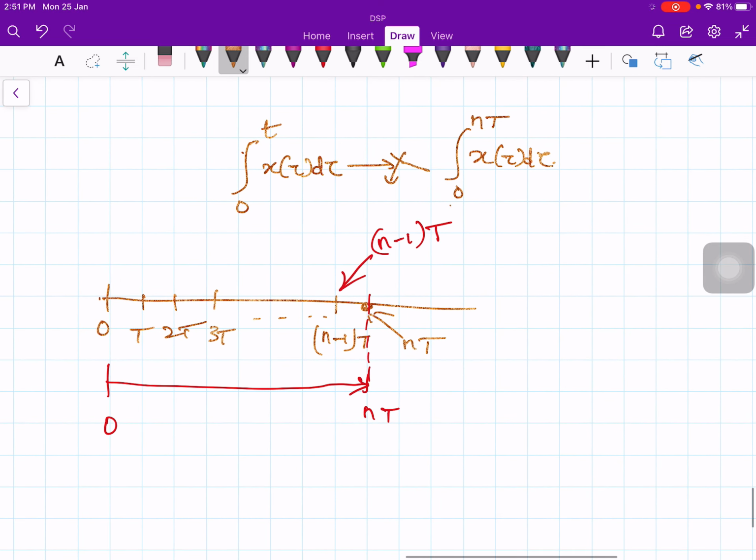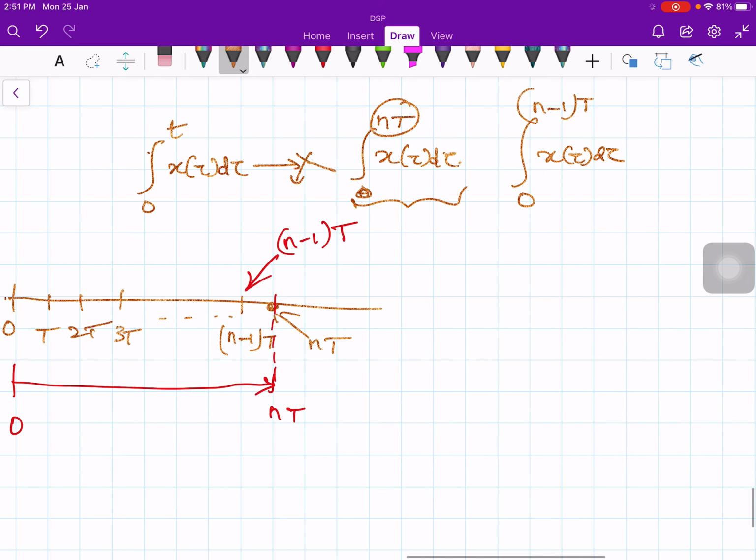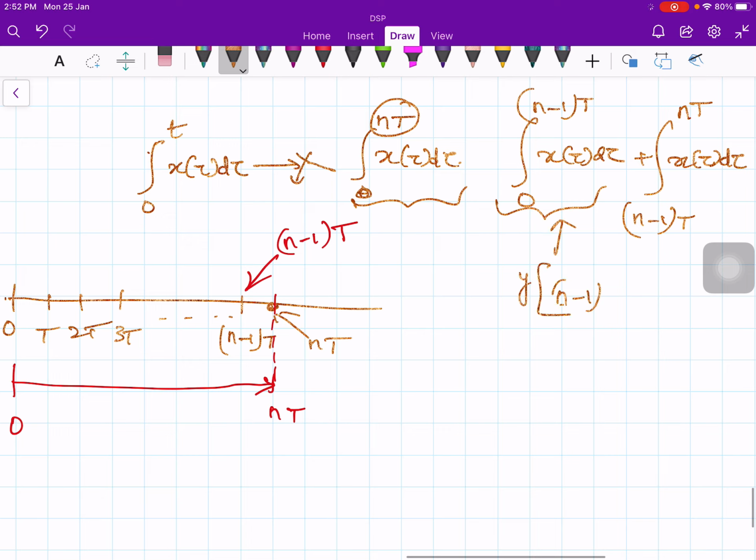Now let me break this integration into different parts. Instead of integrating from 0 to nT, let me do the integration from 0 to n minus 1 times T of x of tau d tau, plus the integral from n minus 1 times T to nT of x of tau d tau, and this first term I am going to denote by y of n minus 1 times capital T.